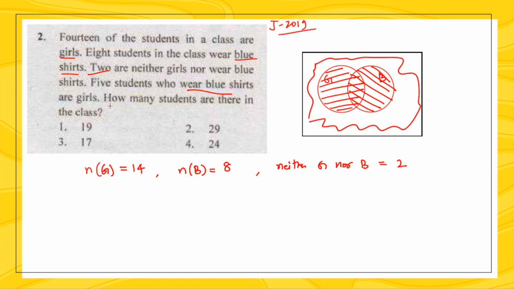5 students who wear blue shirts are girls. Which area will be? So it is blue shirt also and they are girls also, means coming in both of them. So they are talking about this central region, girls also and those who wear blue shirt, means both. So I will write down girls and blue. So this is given to you as 5, right? Now the question says how many students are there in the class, means total students. Okay, total students are asked.